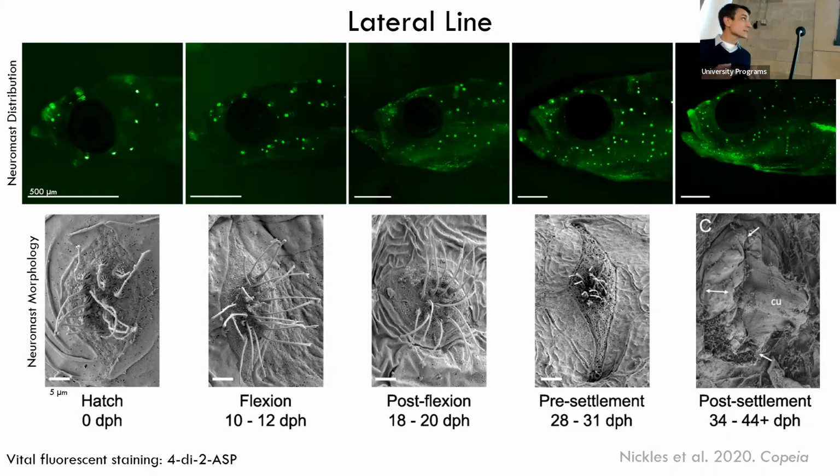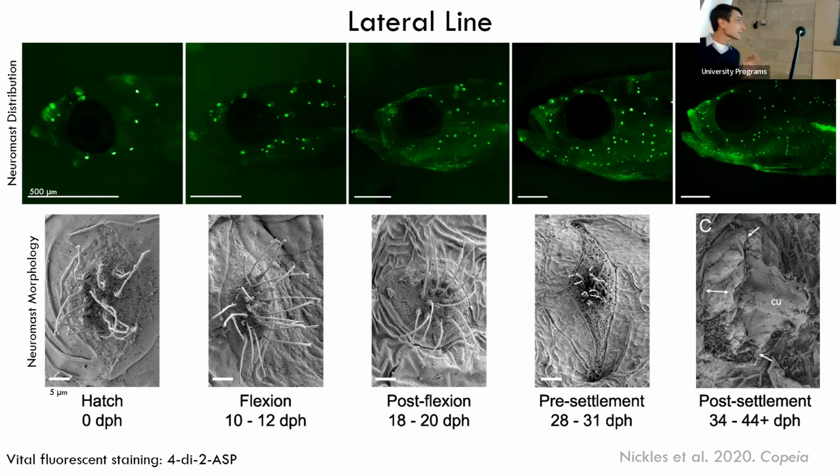And it's made up of a series of sensory receptors that are called neuromasts. And so I use vital fluorescence staining techniques to highlight individual neuromast receptors, which you can see up here in these photos glowing in orange. And then I also used scanning electron microscopy to give us a closer look at the structure of those neuromasts.